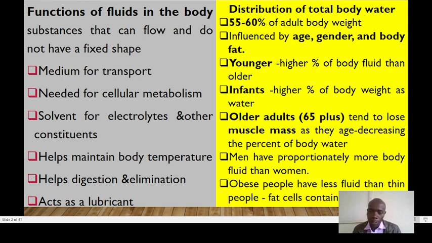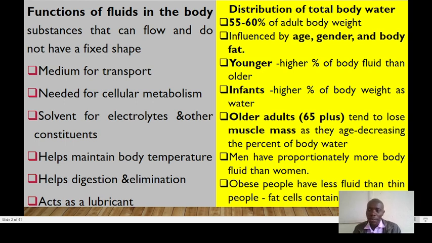So, the world of fluid and electrolyte imbalance. Fluids are just substances that can flow and do not have a fixed shape, and they are found in the human body, and they have a number of roles to play, starting with being used as a medium of transport for different substances.